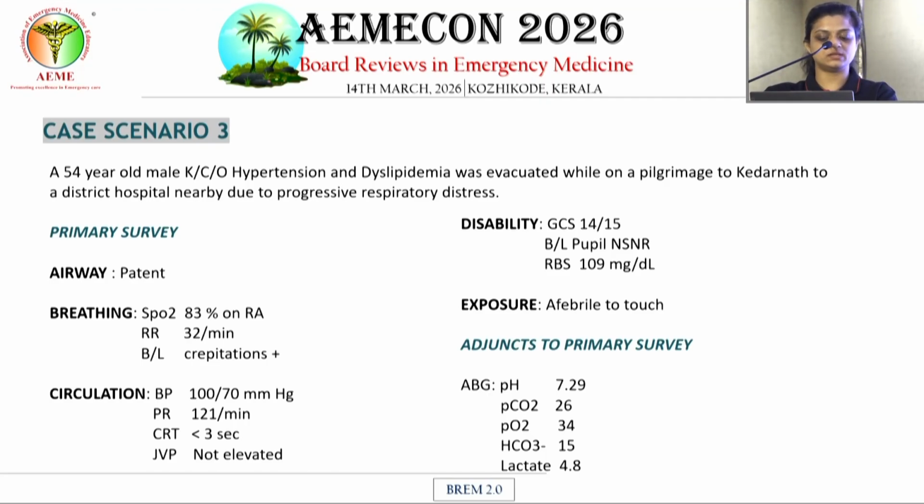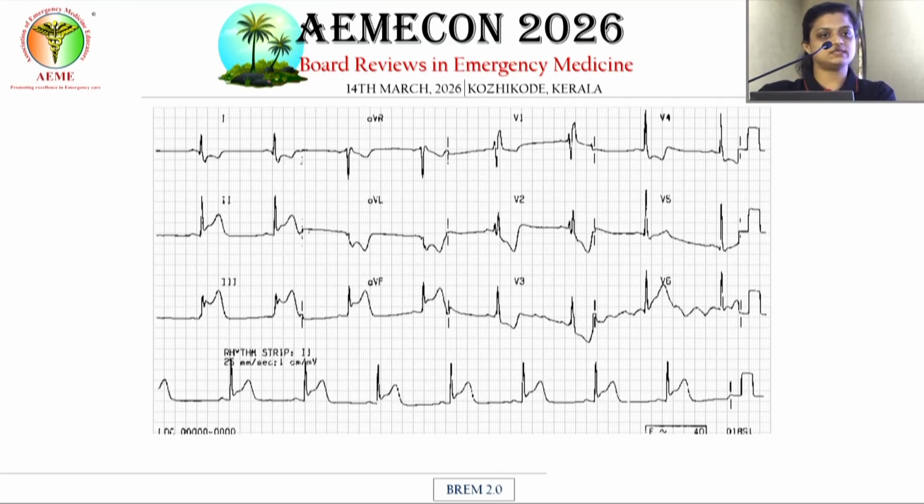In the ABG, you can see that the patient has lactic acidosis. This is the patient you got. You did an ECG, and this is the ECG you got. So what will be your diagnosis? Hypothermia, yes, an Osborn J-wave kind of feature is there in the anterior leads. What about the ST elevations? Is this high altitude pulmonary edema, or is this MI, or is this myocarditis?